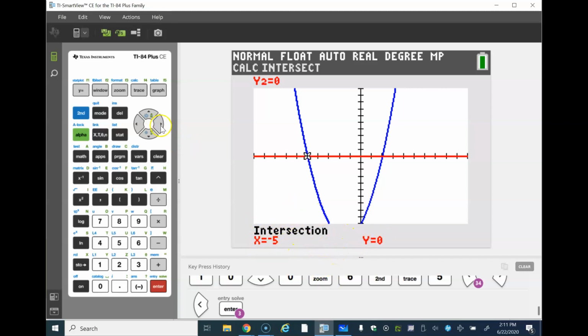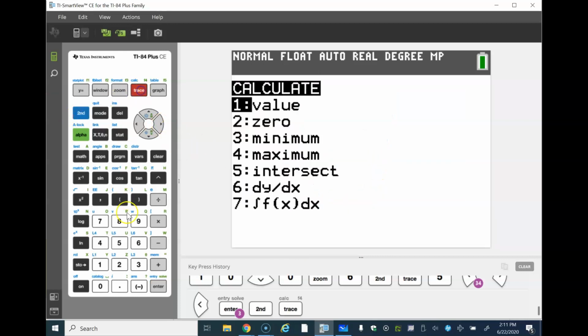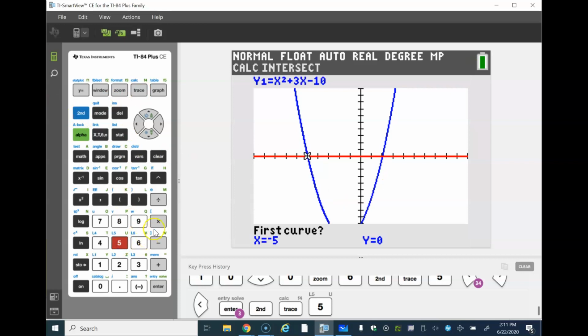So once again, don't just take this little side thing and slide it over here. You have to hit second trace, number 5. It kind of resets the calculator to know that you're looking for the second intersection, which is on this side. Again, get it somewhere close. It doesn't have to be on it. If you get somewhere near it, it'll actually jump to the spot for you. 1, 2, 3. So this one here will be parentheses 2, comma, 0, close parentheses.